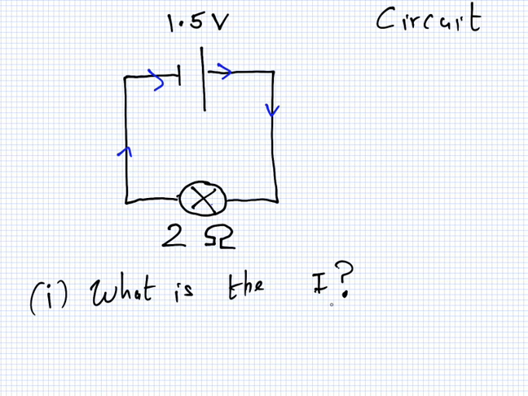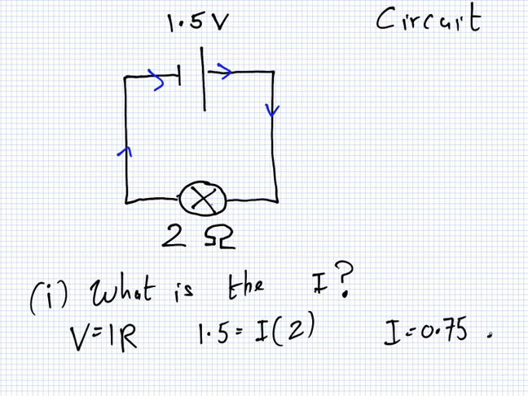So should I use A as a unit? Yes. A, or C per second is okay. So what formula did you use? V equals IR. So you have 1.5 equals I multiplied by 2. So you get I equals 0.75 amps, or coulombs per second.